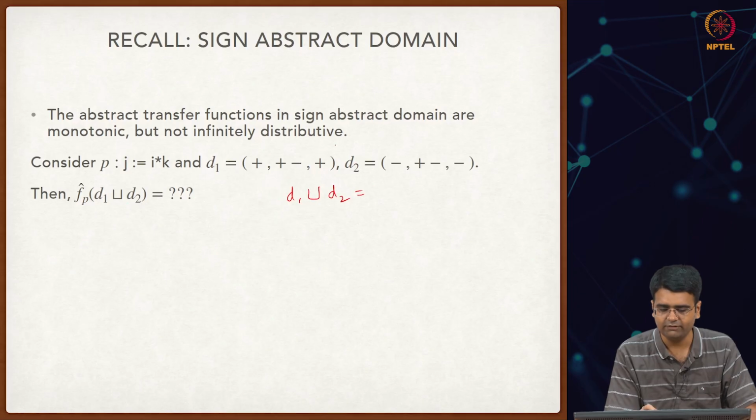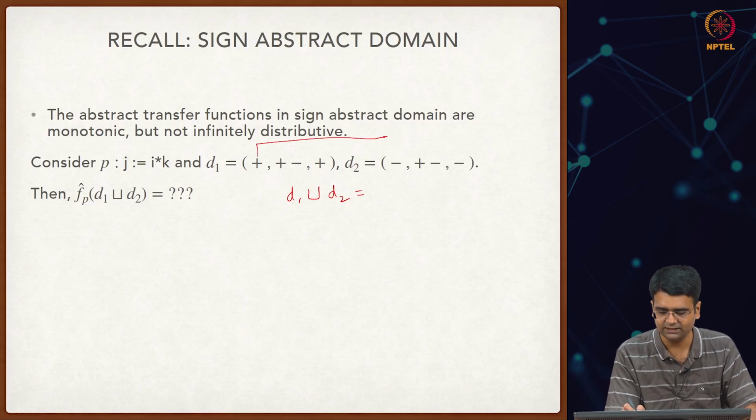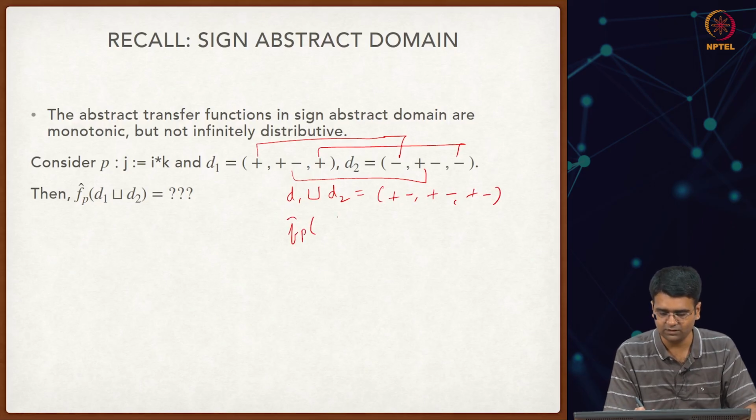So in the vectorized lattice, join is pointwise, which means that you just take the join of the corresponding points. So plus join with minus will give you plus minus, plus minus join with plus minus will give you plus minus, and similarly plus join with minus will also give you plus minus. So this is d1 join d2. So what is f hat P of plus minus, plus minus and plus minus?